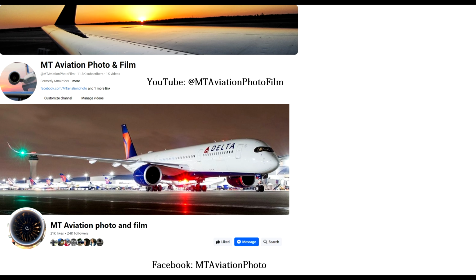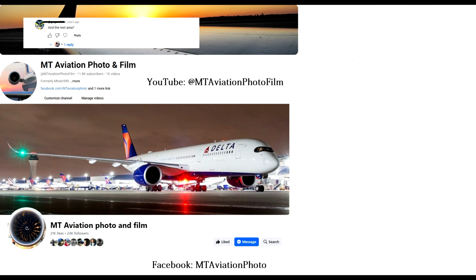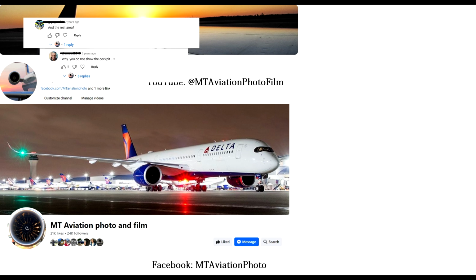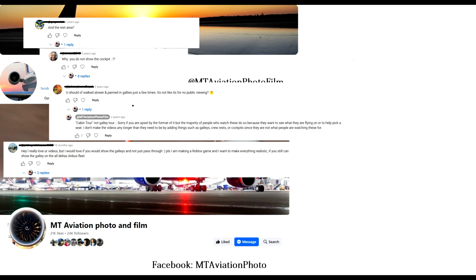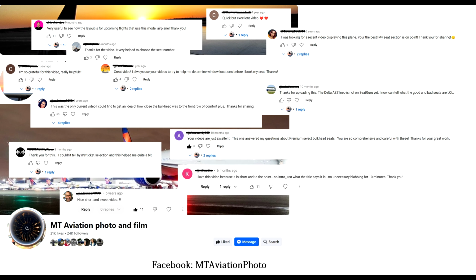So the first question I see often is on my cabin tour videos, and that's, can you show certain things like the cockpit or the galley or this seat or that seat or the bathroom or how the windows align or the space under the seat, things like that. And to start, no, I'm not going to show certain things like the cockpit or the galley, because 90% of the people watching these cabin videos are looking at them to see what they're going to be flying on or to help them choose a seat.